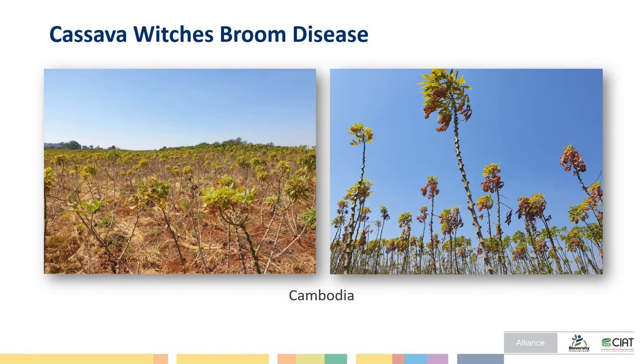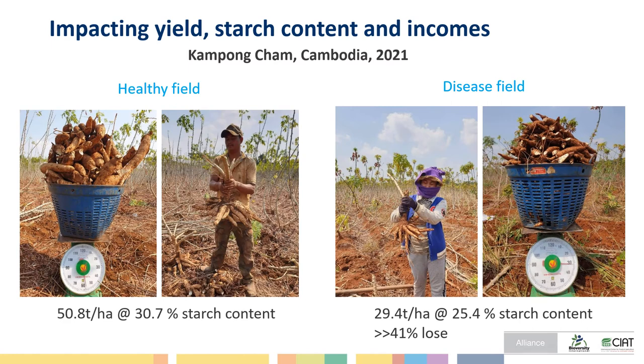This is the photo of cassava witches' broom in Cambodia, which is increasing in Kompong Cham, and mostly the symptoms occur at the end of the rainy season. We measured the impact on yield, starch content and income. So we measured the yield and starch content of the healthy field and the diseased field.